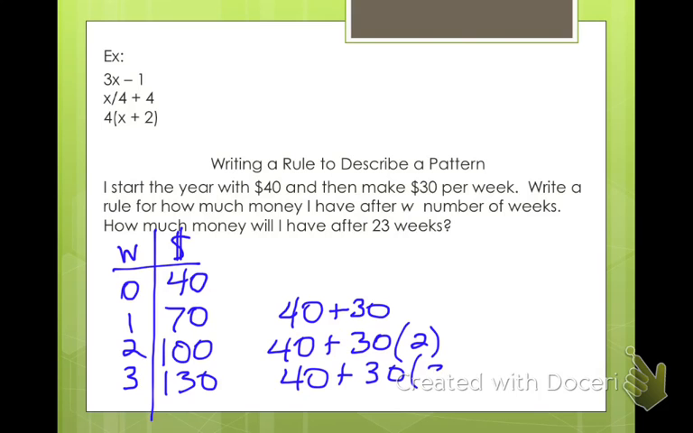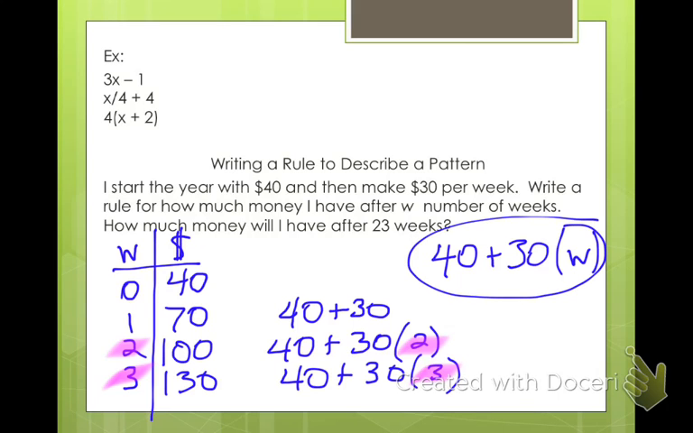30 times 3. So again, the rule, since I have 2 here and 2 here, 3 here and 3 here, basically what I'm doing is 40 plus 30 times W, or 30W. So this is my rule, and then all I have to do is plug in 23 weeks into W to find out how much money I'll have after 23 weeks. It ends up being somewhere around $700.